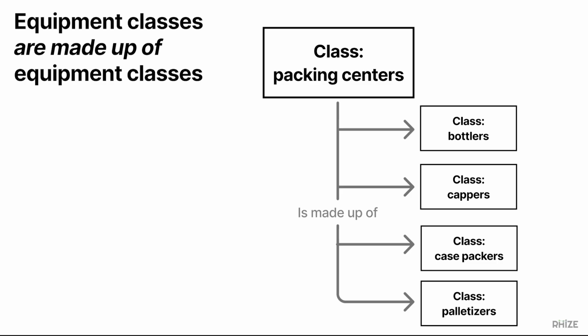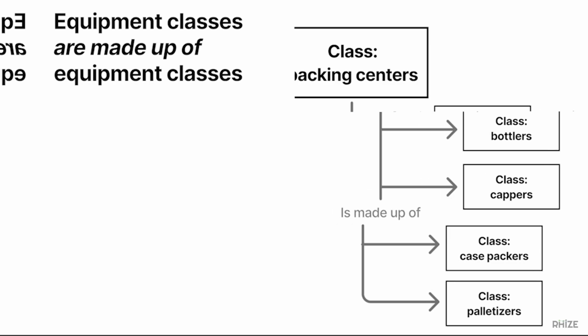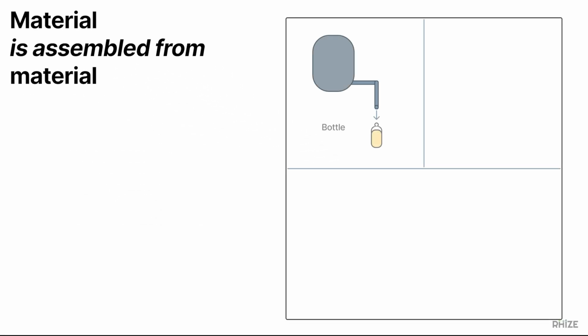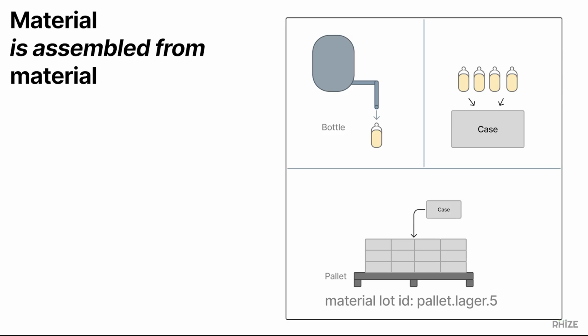casers, and palletizers. The corresponding material relationship is the is assembled from relationship. For example, an instance of the packing center that we just described might produce bottles of juice, which are packed into cases, which are packed into pallets. The pallet is assembled from the case, which is assembled from the bottle.